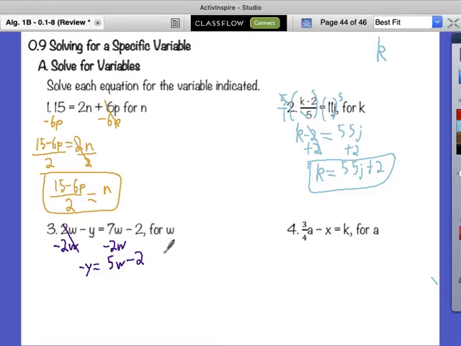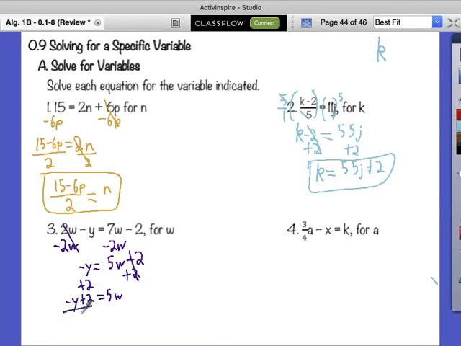Do we add 2 to w? We'll add 2 to both sides, because we want to get w by itself. Do we know what negative y plus 2 is? No, we can write it. Equals 5w, and negative 2 plus 2 is 0. So now what would you do? Divide by 5 on both sides, because that's what's with the w.